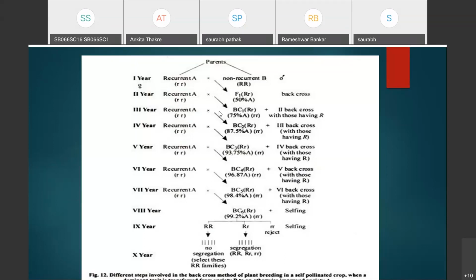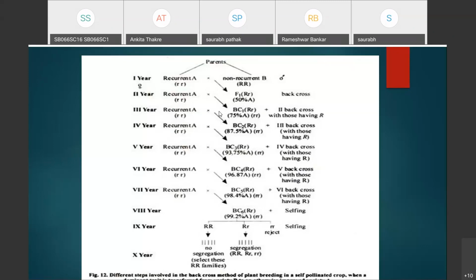Okay, but when two characters of the donor variety have to be transferred, it is advisable to transfer each character in a separate program. In this slide we have discussed the transfer of only one character, the disease resistance character, from the non-recurrent variety B into the recurrent variety A.